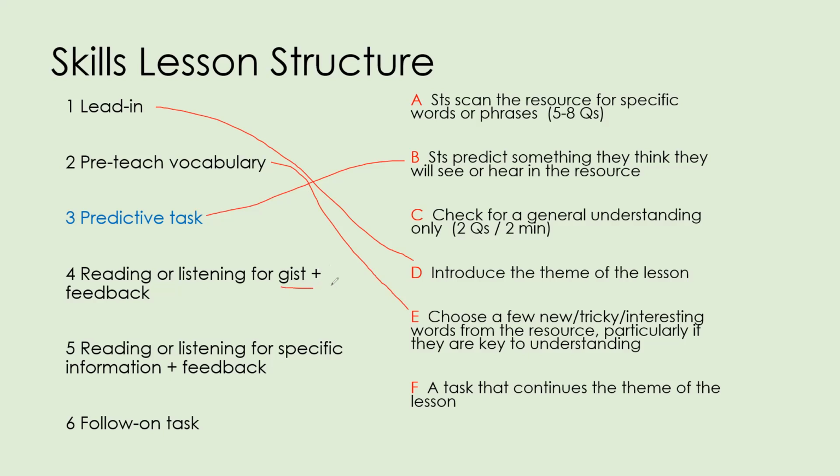I said about reading for gist. So this is the quick task, or the quicker task. Two questions, two minutes, for example, is about right. Then, of course, do the feedback afterwards. And then I've also put down reading for specific information. Now, this is where they use their more scanning skills because they're looking for certain words or phrases. Again, 5 to 8 questions for this, and probably about the same time in minutes.